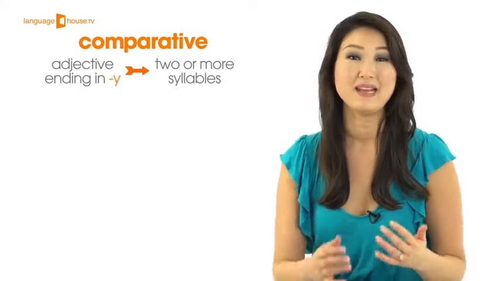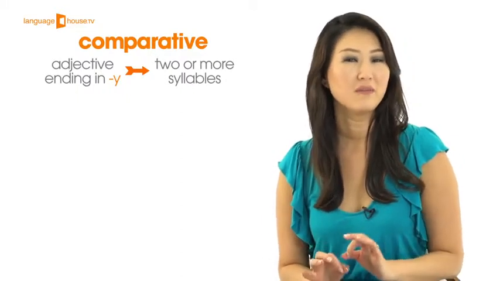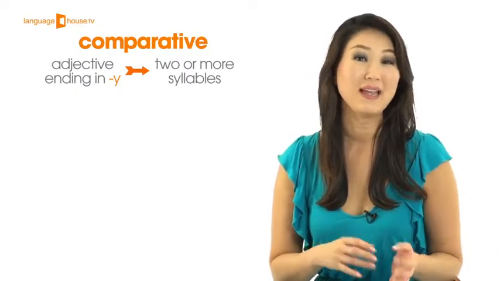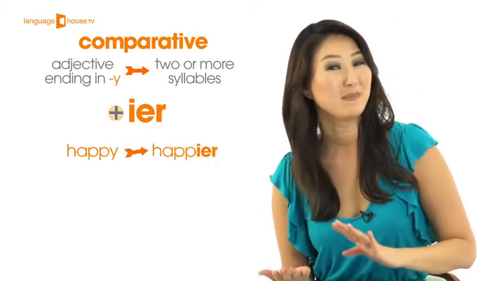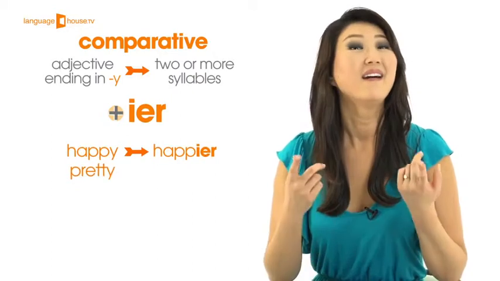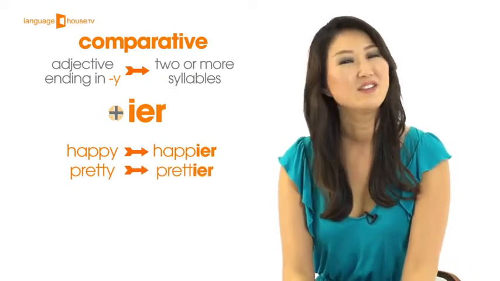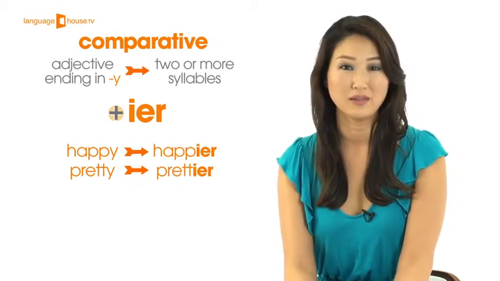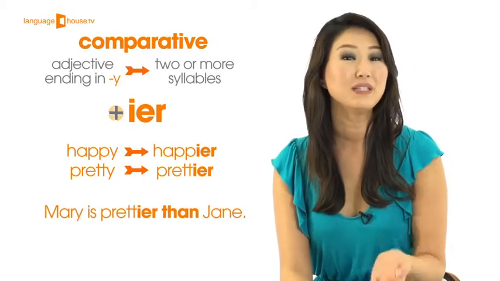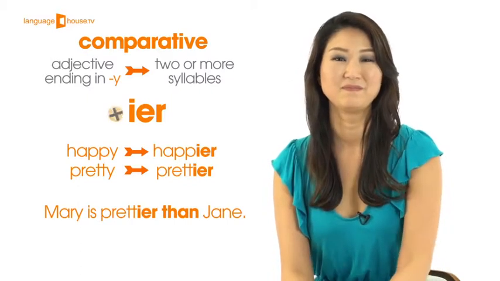When the adjective is two or more syllables that end in Y, to form the comparative, we remove the Y and add IER. For example, happy, happier. Pretty, that's right, prettier. And don't forget to add than if you mention the second person or object. Mary is prettier than Jane.